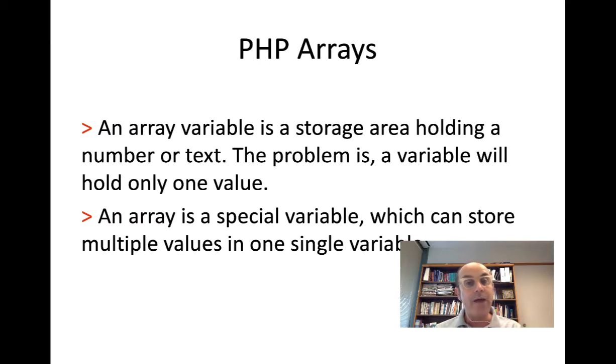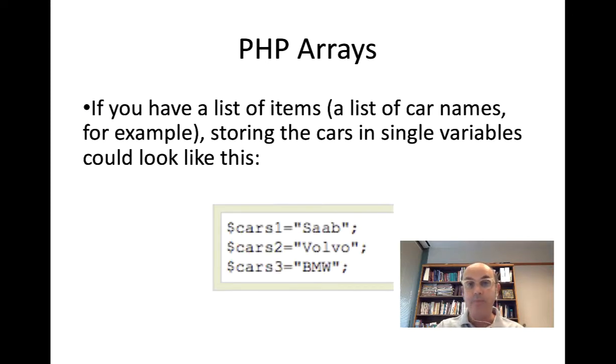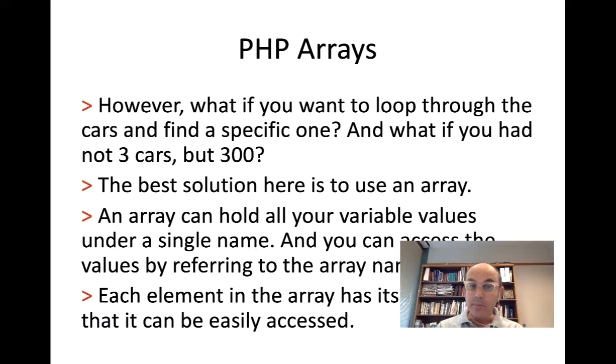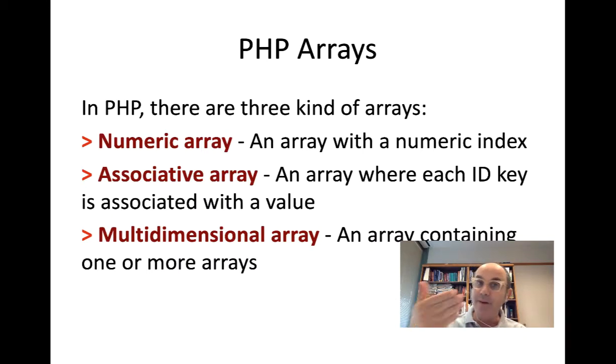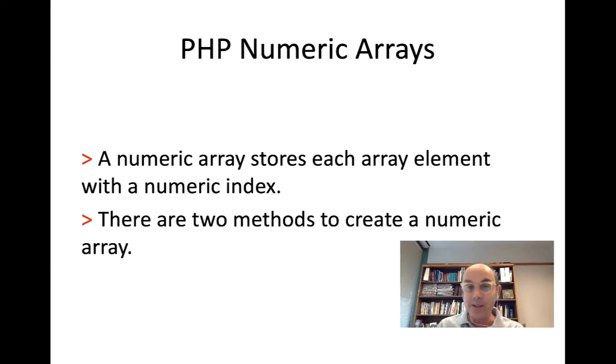And as we learned in JavaScript arrays, the idea is to store an area holding text or numbers. The problem is a variable can only hold one value. An array is a special variable which can store multiple values in a single variable. So in this case, car1, car2, car3, and we can apply an array in order for us to display it and to access it. We have numeric arrays, associative arrays, and multi-dimensional arrays. Each one of them displays something else, so just have a sense of what they are.